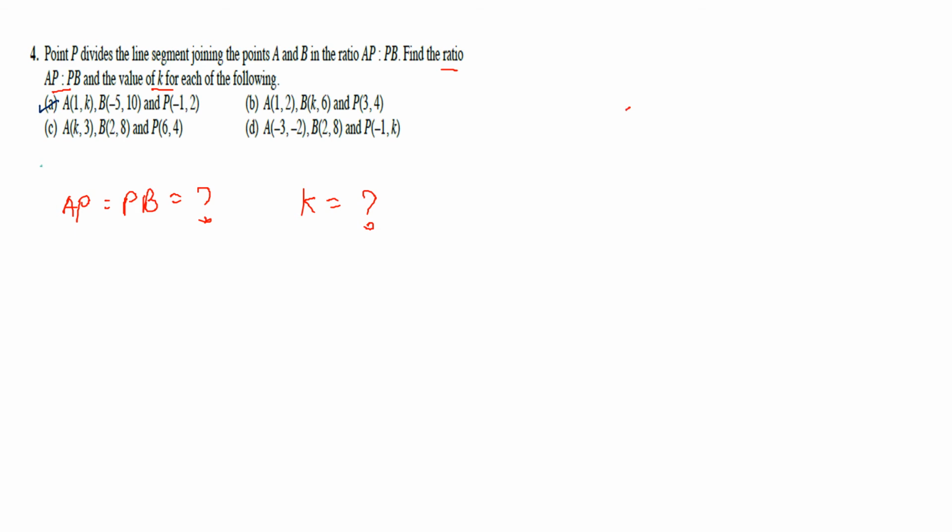I simply sketch a straight line so you can understand well from the diagram. This is A, this is B, with coordinates (-5, 10). P divides this into this ratio, but we don't know how, so we just state P here. P is between A and B, say (-1, 2). From here we need to find the ratio, so we define M here and N here.